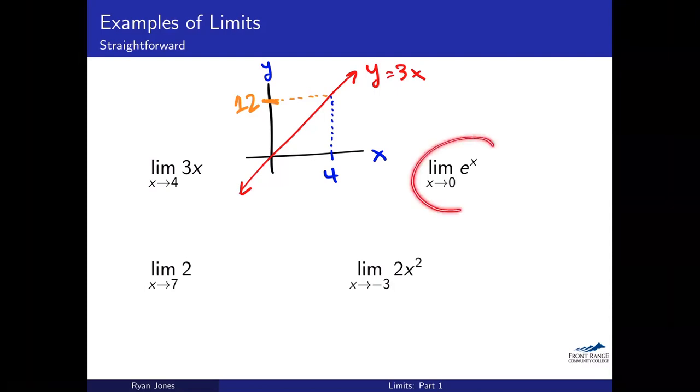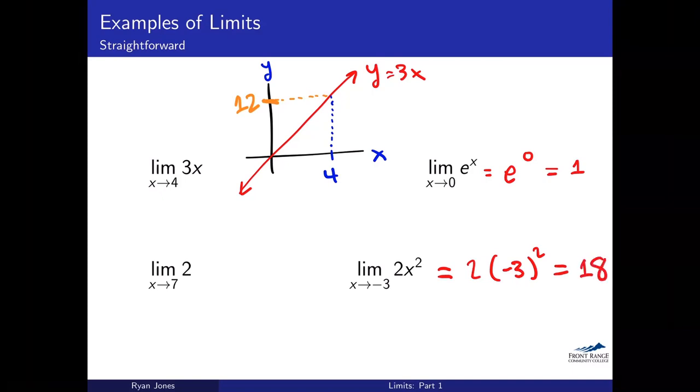Let's say I had the limit of e to the x as x approaches 0. I personally don't feel like graphing this. Maybe I forget what e to the x looks like, and I don't feel like graphing it. So what I can do is just plug in 0 for x. If I do e to the 0, I get out 1. We could do the same exact thing on this 2x squared here. I could plug in -3 for x. If I do that, -3 squared is going to become 9. Then I multiply it by 2, and I'll get 18. And so these are going to be the values of those limits.